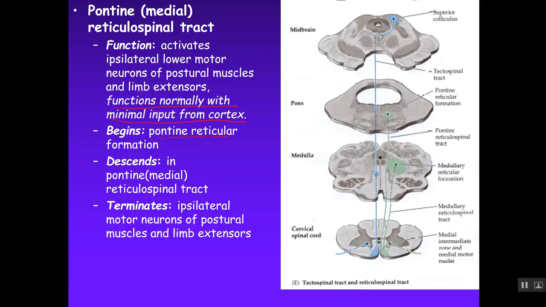It begins in the pontine reticular formation. So here it is right here, pontine reticular formation. It descends in the pontine medial reticulospinal tract, just descends down through the medulla in this kind of area, the front part of the medulla and pons, and then into the spinal cord as the pontine reticulospinal tract. Stays the same name, okay? It tends to be more ipsilateral in nature. Ipsilateral motor neurons of postural muscles and primarily limb extensors. So it's coming down here and staying ipsilateral and communicating with those.